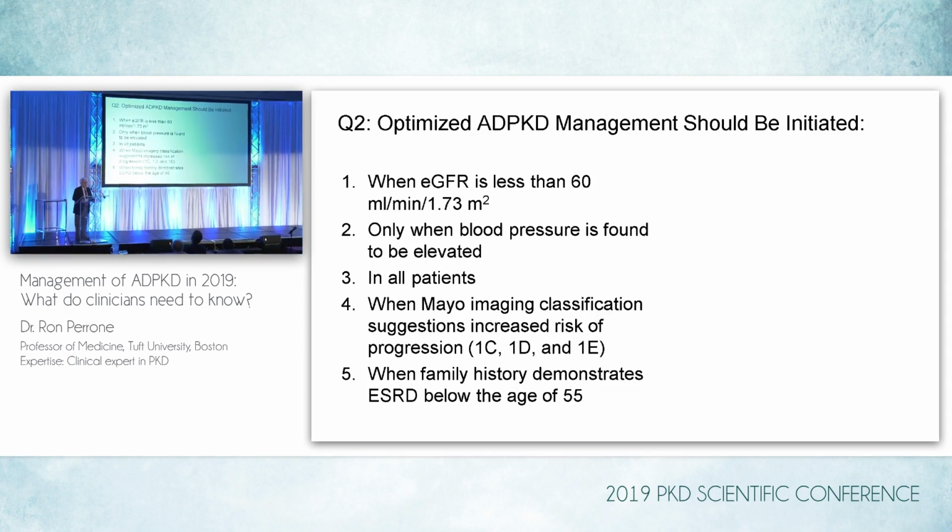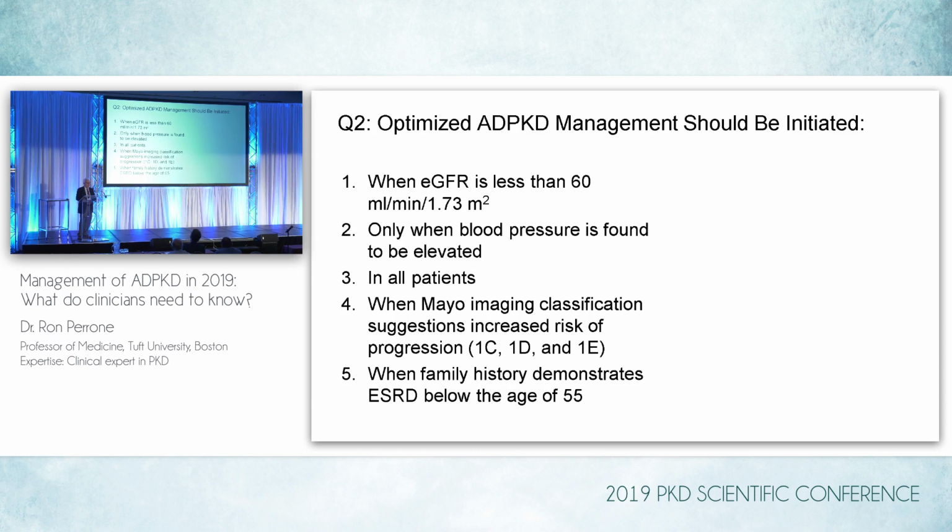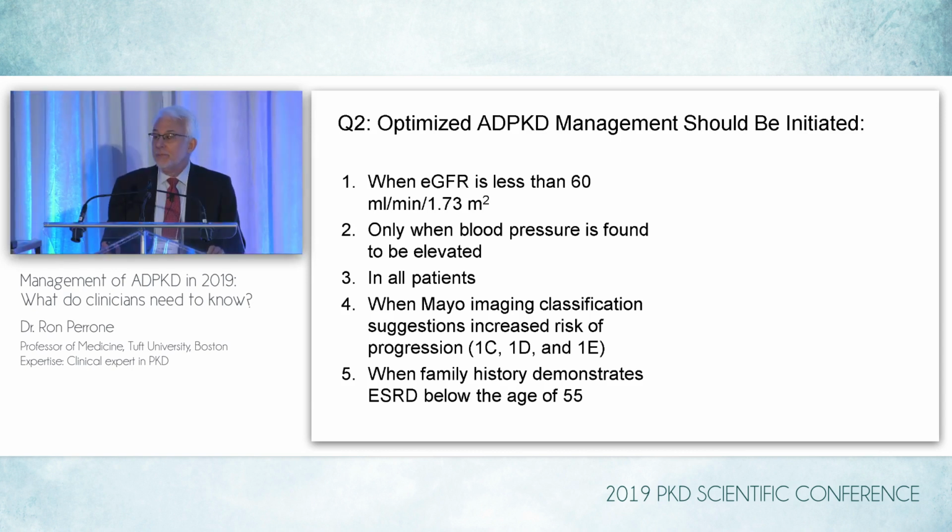So optimized ADPKD management should be initiated when GFR is less than 60 mLs per minute per 1.73 meters squared, only when blood pressure is found to be elevated in all patients, when Mayo imaging classification suggests increased risk of progression, that is 1C, 1D, and 1E, and when family history demonstrates ESRD below the age of 55.